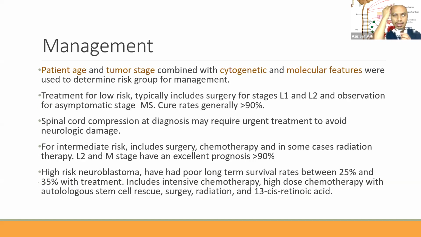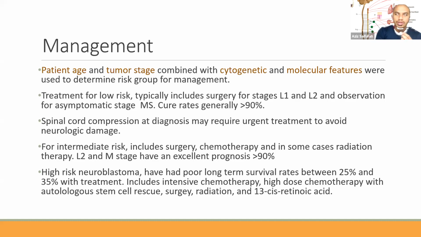Next. In terms of management, as has been said before, patient age, tumor staging, combined with cytogenetic and molecular features of the tumor cells are used to determine the risk group for management. After this, I'll show you the table for the risk group. So first, the treatment for low risk. Basically, the management of a patient with neuroblastoma is multimodal. It can be surgical, medications, and chemotherapy, and also radiation therapy.